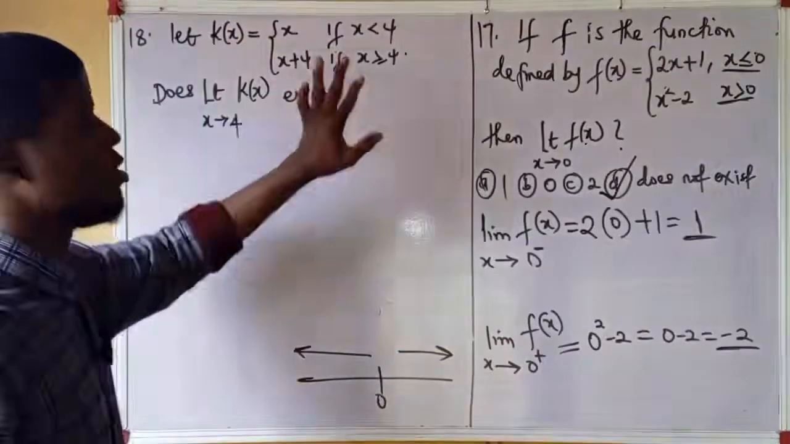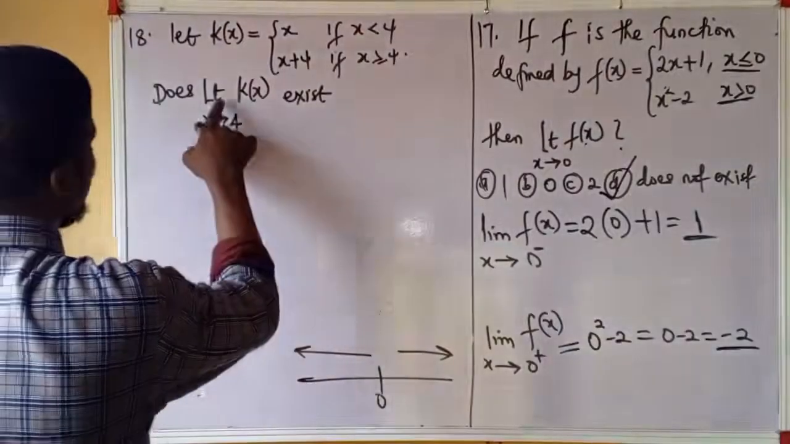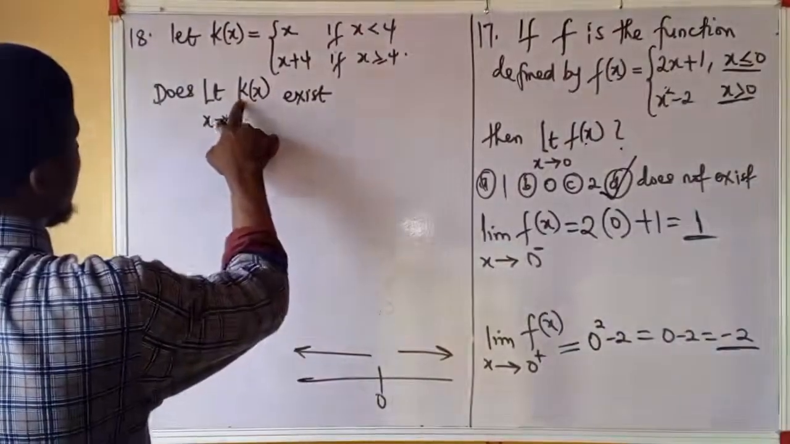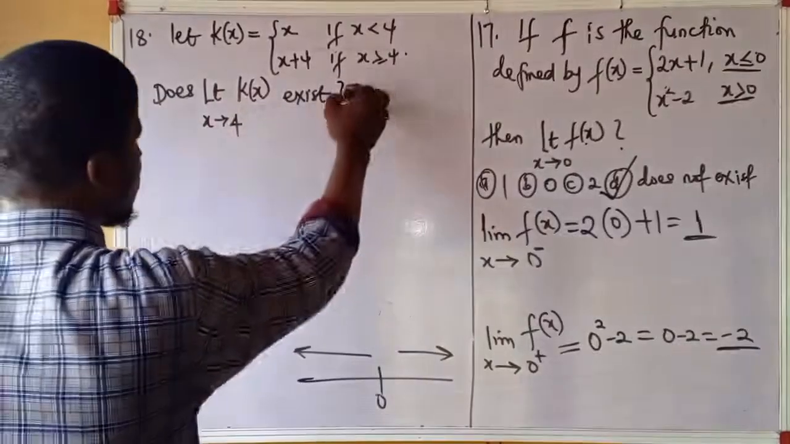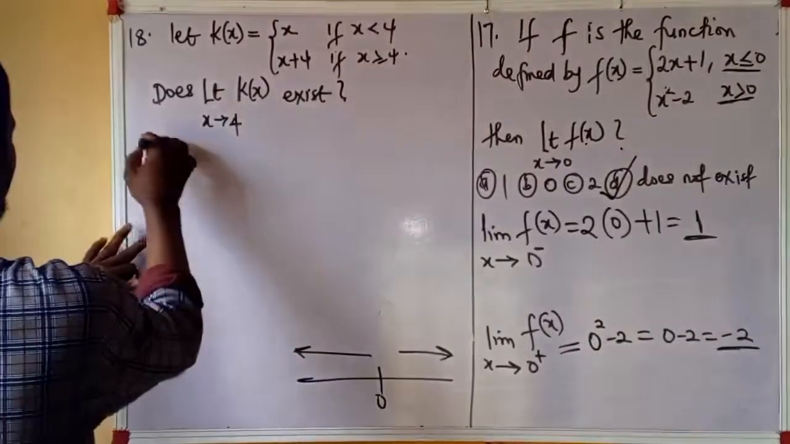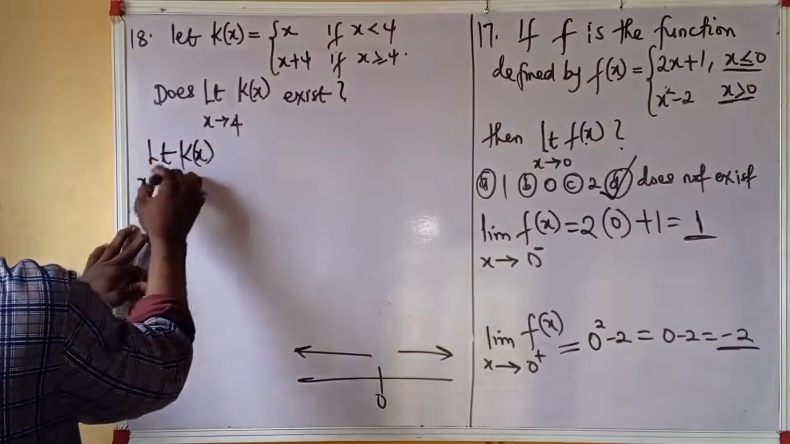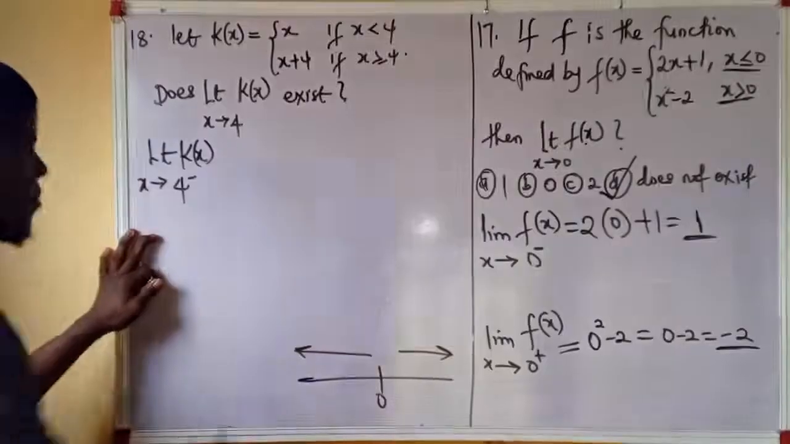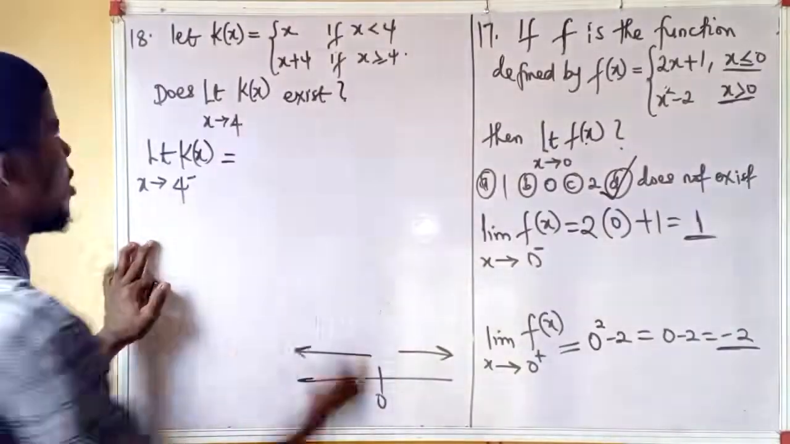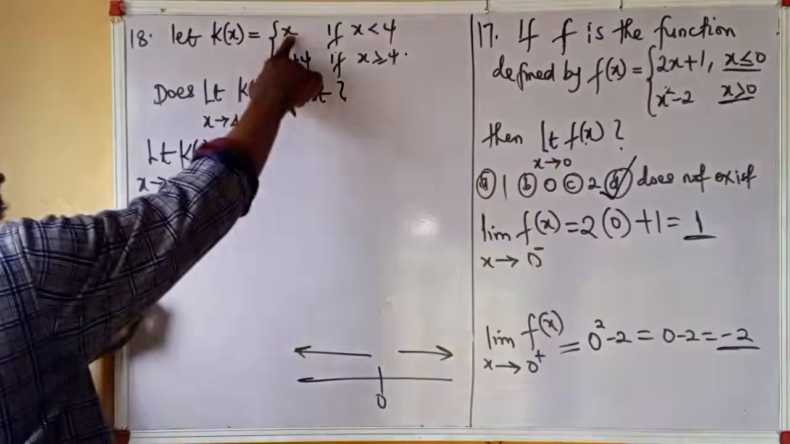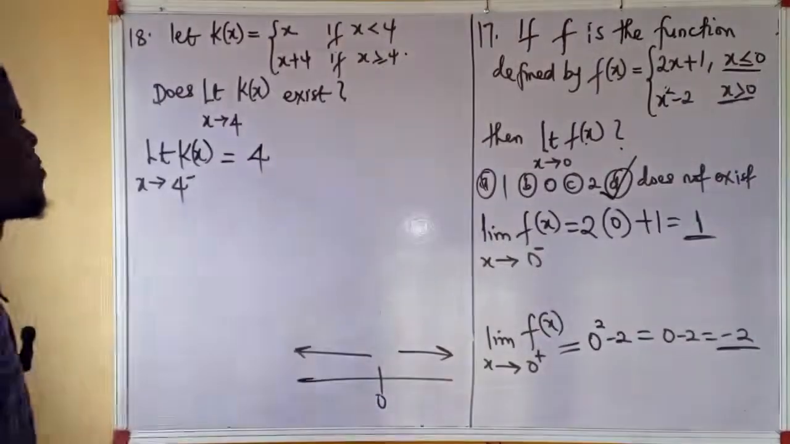Let k of x be equal to this. A similar question. Does the limit of k of x as x goes to 4 exist? First of all, what is the limit of k of x as x approaches 4 from the left? From the left, we have less than 4. You get it now? So I'm using this. Anywhere I see x here, I'll just write 4. That will be 4. It's as simple as that.